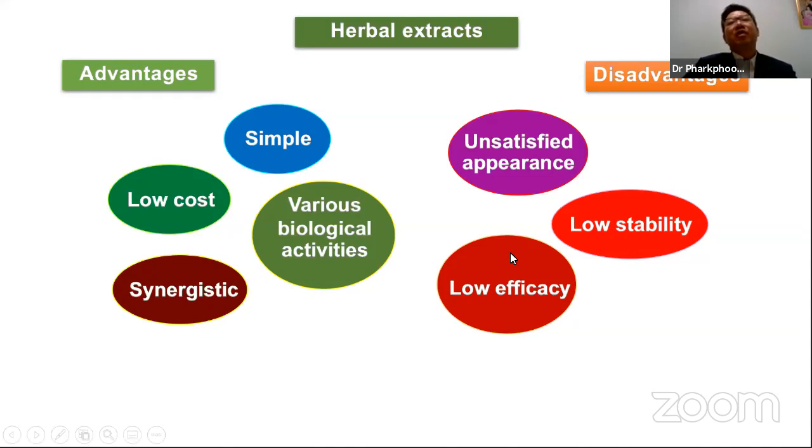And you may know that the crude extract always has low efficacy because of the low content of the active compound. When you use only crude extract, or when you prepare the extract from one solvent, especially ethanol or alcohol, the extract will contain a variety of compounds, and sometimes the active compound will be diluted by other compounds that may interfere with the effect or pharmacological activity of the active compound.